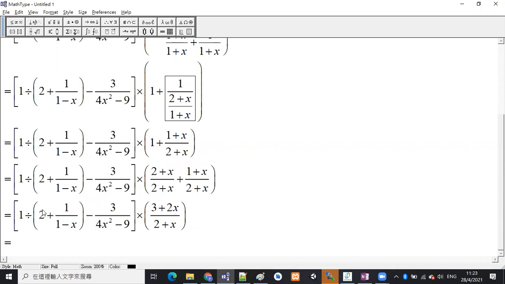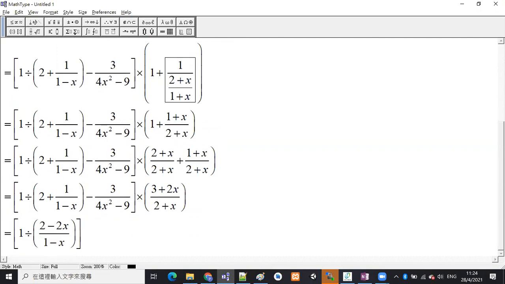Again, we need to handle this first, okay? Because we are not ready to handle the division sign at this step, because the expression behind is not just one single fraction. We need to make it to be one single fraction first. It becomes 2 minus 2x over 1 minus x, plus 1 over 1 minus x. Just find a common denominator, and then every other thing is just copied.